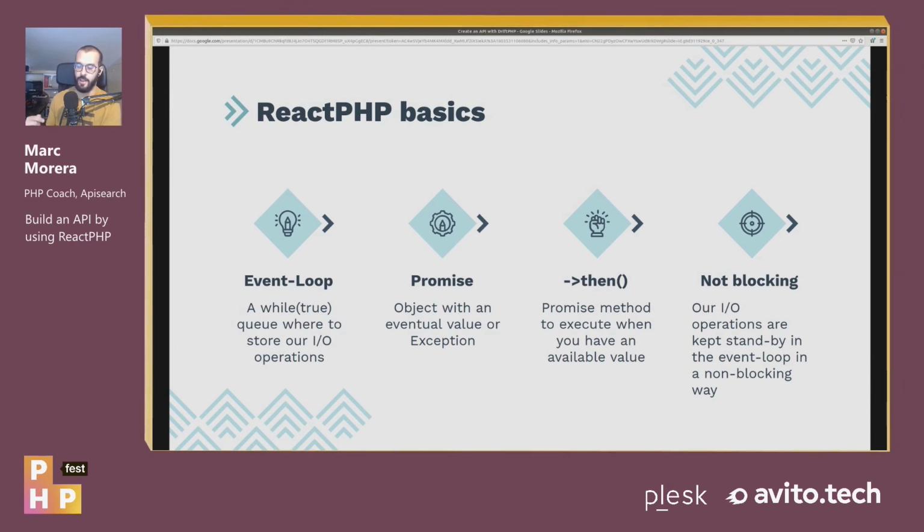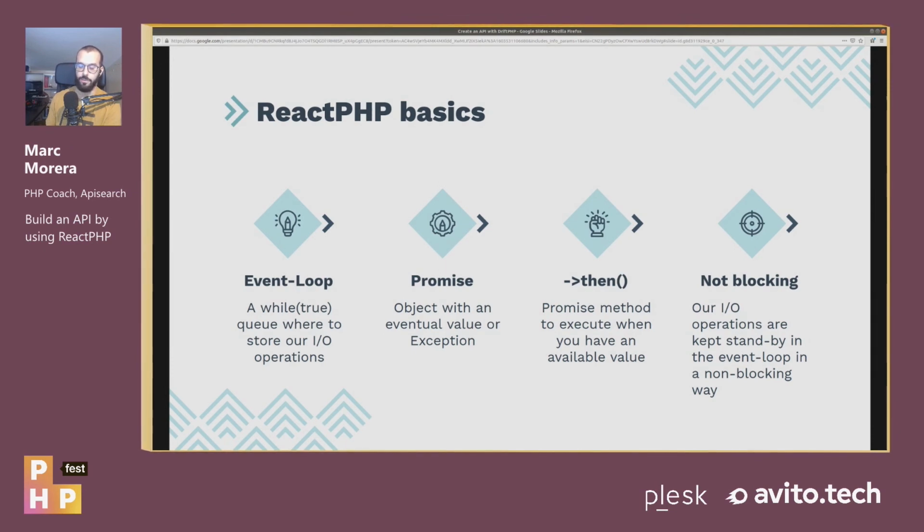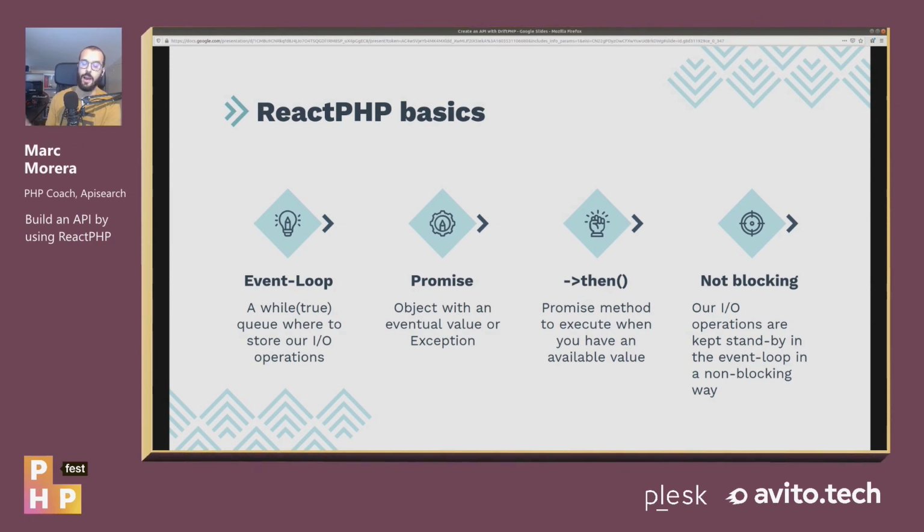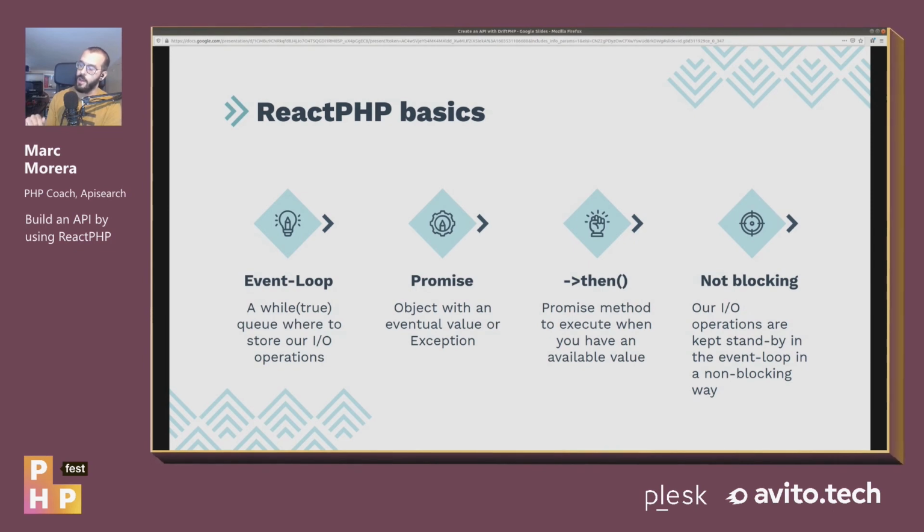An event loop is just a while true loop that never ends, and inside every loop you will have an array of IO operations. While you don't have that operation's result, the while loop will just skip that position, so it makes everything non-blocking.